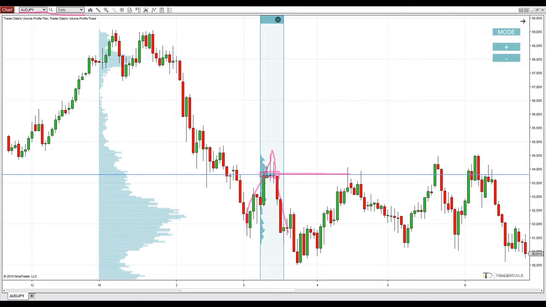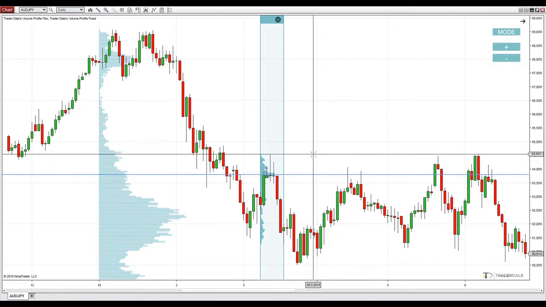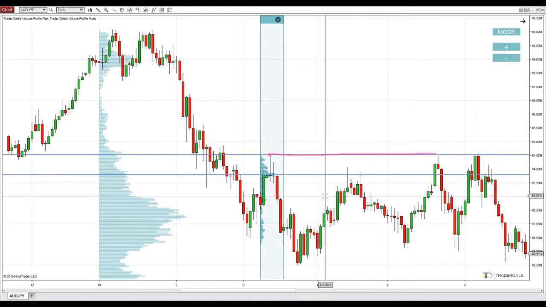The stop loss which I used for this trade was at this swing point. This is the swing point right there. This was the stop loss, and the profit target was somewhere in this area. So I was able to reach it in a couple of days right there.